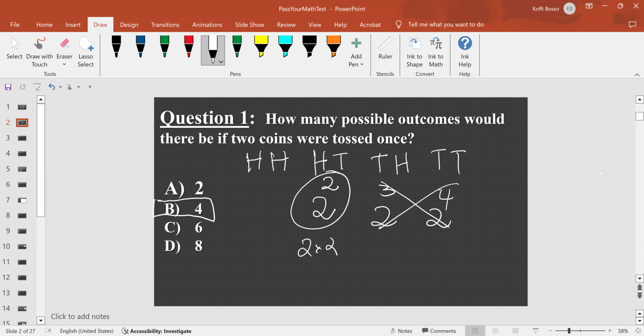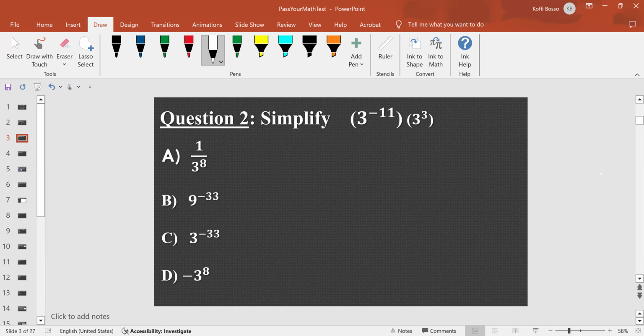Okay, let's see the second question. Simplify 3 raised to negative 11 times 3 raised to the third power. So this is a multiplication between exponents. Understand that the 3 here we call the base, and we have the same base here, which is also 3. But the negative 11 is the exponent, and the exponent is negative. So the 3 here on top is also an exponent.